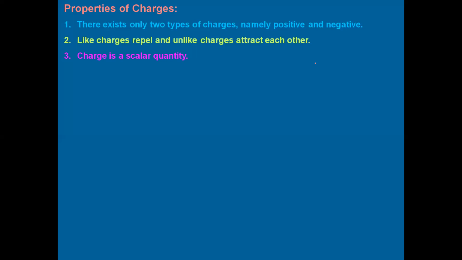The third property is that charge is a scalar quantity. Scalar means what? It does not have any direction. It does have magnitude, but direction is not required for the description of charge.